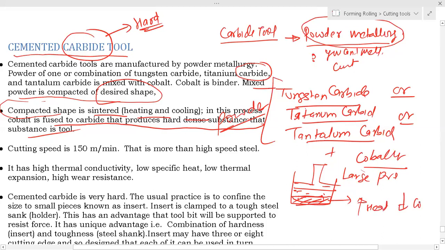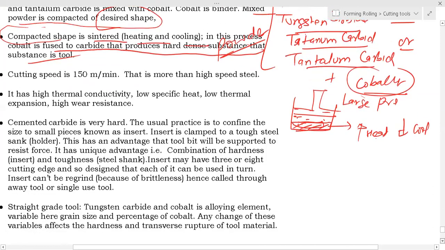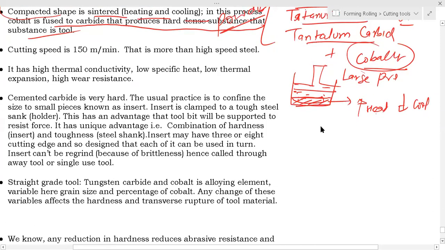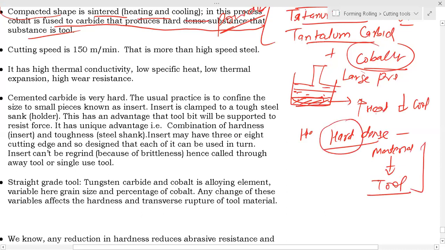Then finally cool it. During the heating process, cobalt will be fused, and that heated material becomes a very hard, dense material. That material is basically your tool. This hard material is your tool, and it is in a small shape like this.